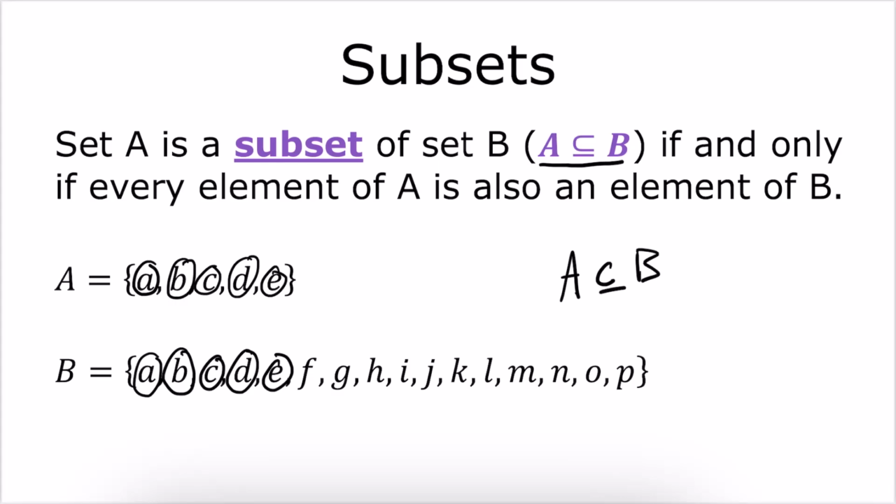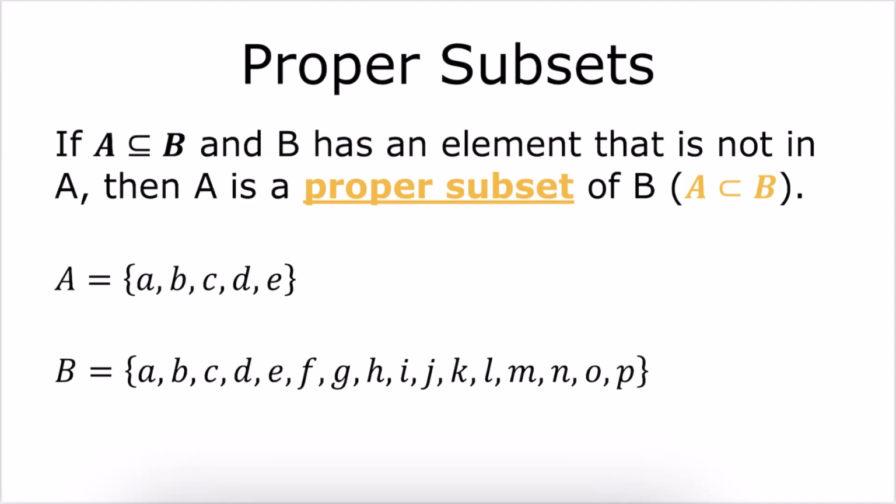And so that's the idea of a subset. Then we can be more specific with this, and we can define a proper subset. If A is a subset of B, like we defined on the last slide, and B has an element that is not in A, then A is a proper subset of B. In this case, A is more precisely a proper subset of B because B has at least one element, actually a whole bunch of them, that is not in A.